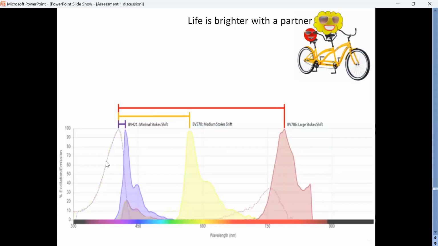Okay, so the same example. The dotted one is the excitation spectrum of the parent. The violet, yellow, and the other one are all tandem dyes. You see the excitation is the same. The excitation maximum is the same for all 3 tandems, but the emission spectrum and emission maximum are different for the 3 different tandem fluorochromes. Okay, so hope now this is clear.